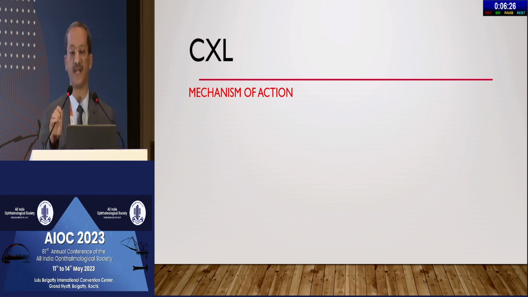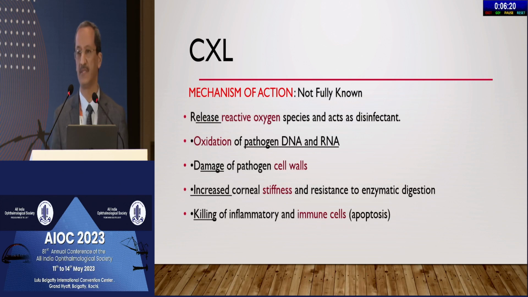As regards corneal cross-linking, as we know, there is no known mechanism of action, but it may release some reactive oxygen, may produce oxidation of pathogenic DNA, damage of cell walls, increase corneal stiffness, and kill inflammatory cells and immune cells. These are some advantages of corneal cross-linking.